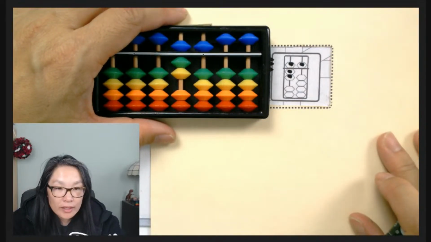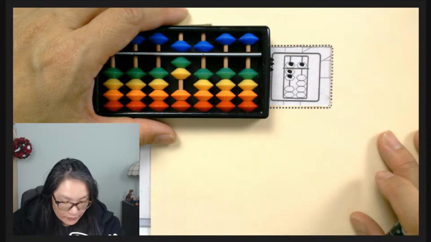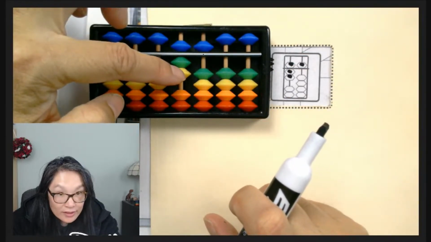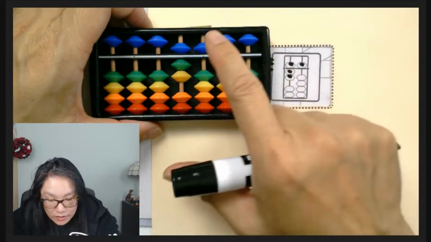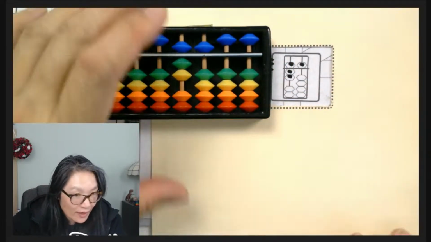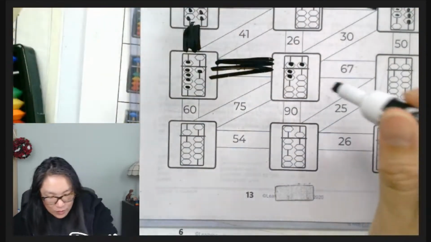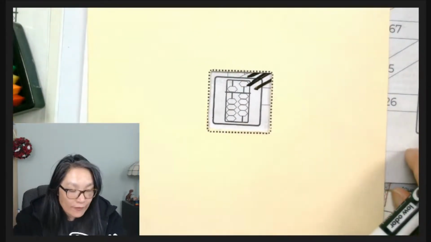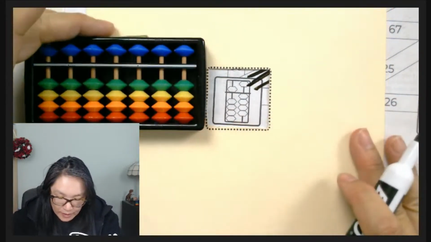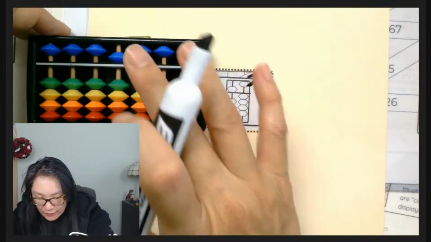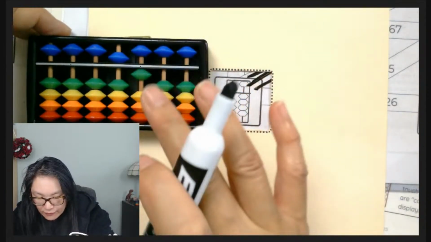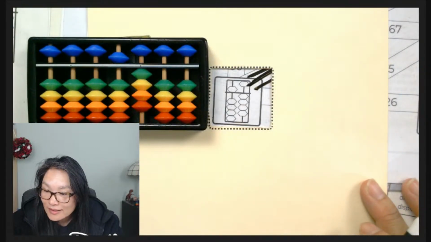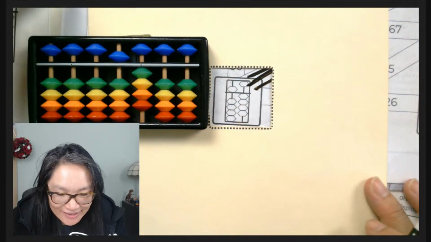Okay, what number do we think this is? 75. Because we have 5, 6, 7, and then the top bead will always be 5. So this top bead will always be 5. So this is 75. That is correct. Sarah, does that make sense? When we do the 5, the 5 is the top bead. The top bead will always be the value of 5. So when we look, we have our 5, and then we have 1, 2, 3, 4. There we go. Great.